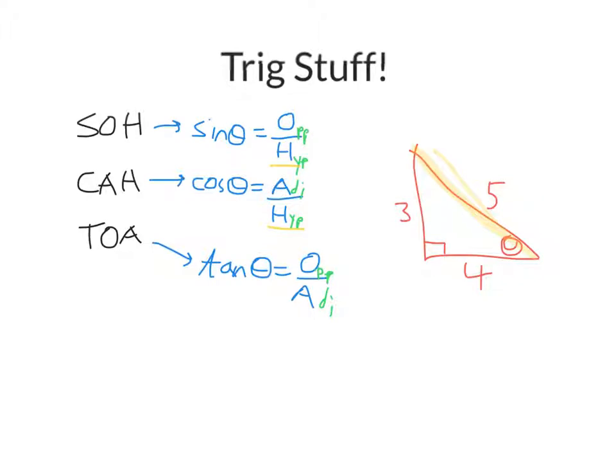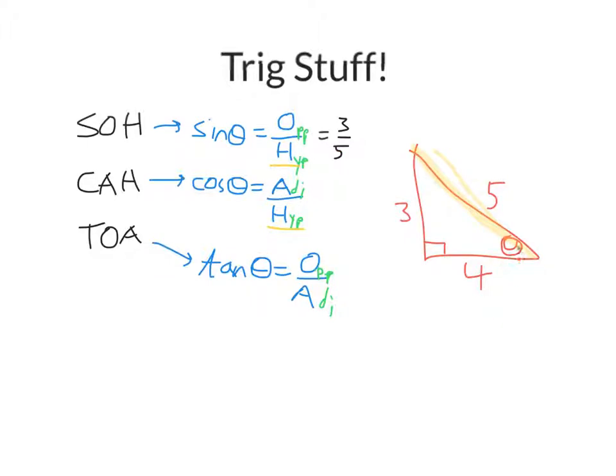And let's say we're analyzing theta and we talk about sine of theta being opposite over hypotenuse. Well, here's theta, and the opposite is the side that's all the way across the triangle. Okay, so in this case it's 3. So the sine of this theta is equal to 3 over 5, because again it's opposite over hypotenuse.